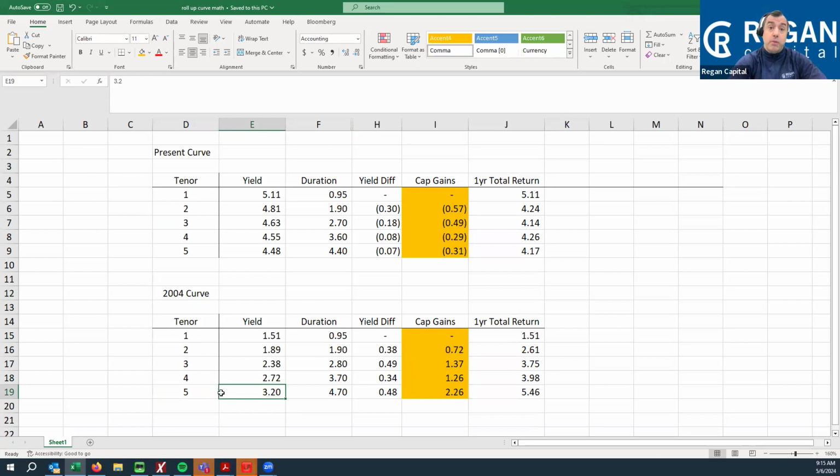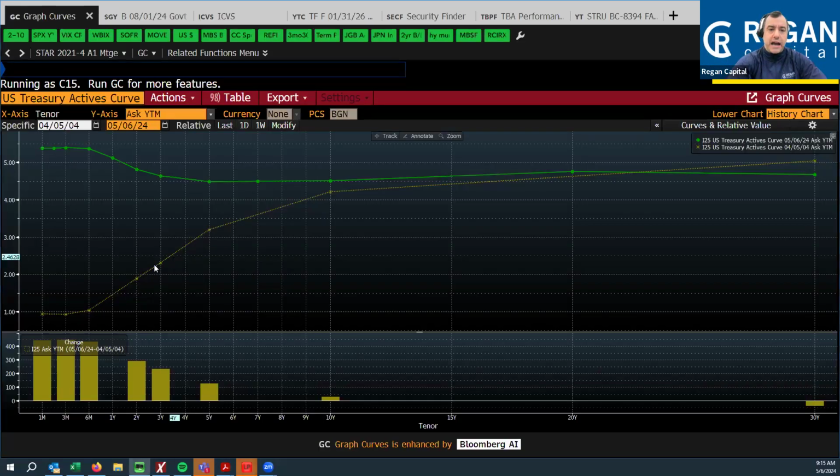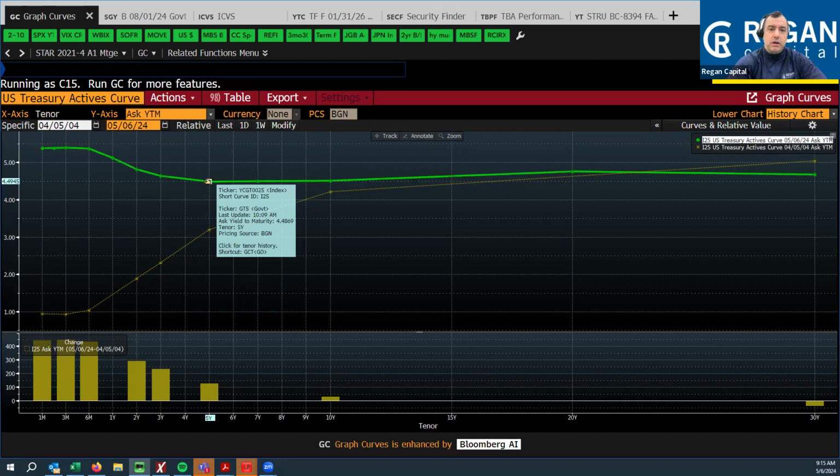So if you went and bought that 5-year bond 20 years ago at 3.2% yield, your duration about 4.70, what will happen over the course of a year is you will roll down the curve. You'll go from right here to effectively right there. Whereas in today's curve, you're going to go from here, you're going to roll up the curve slightly.